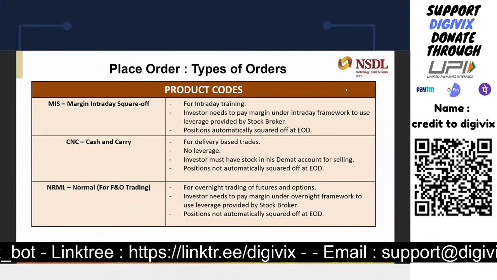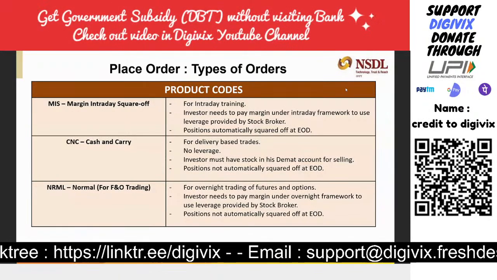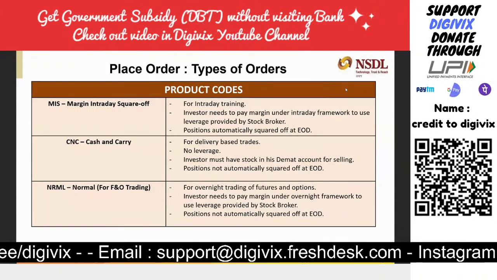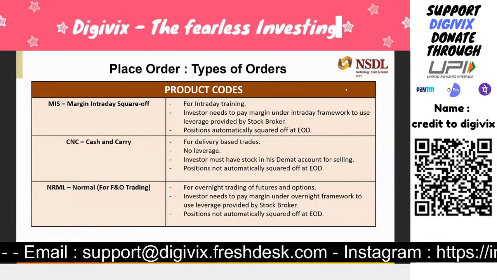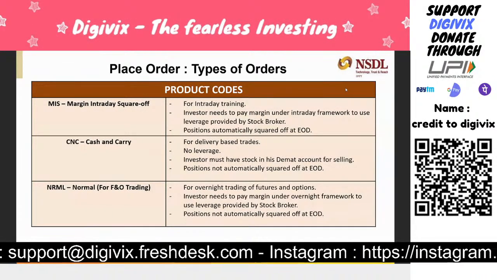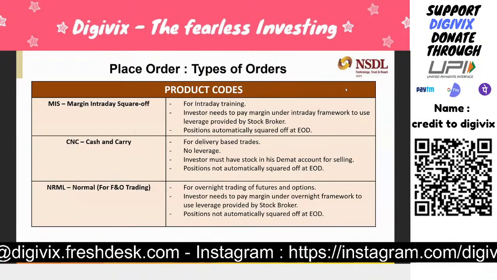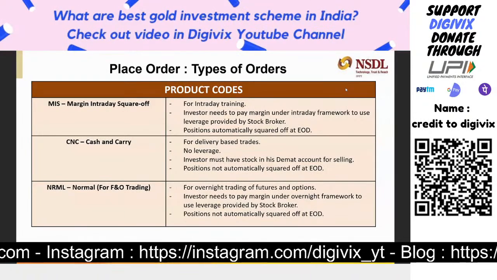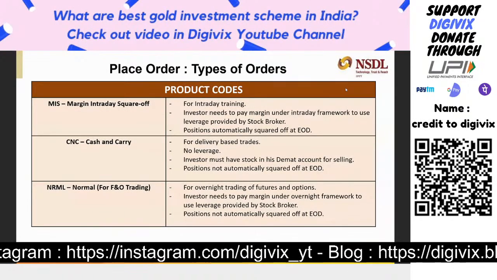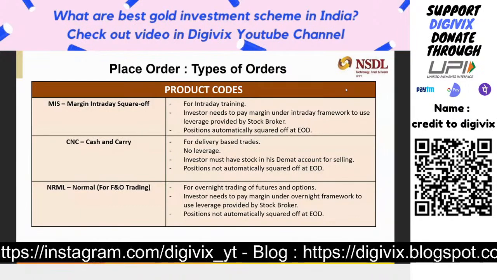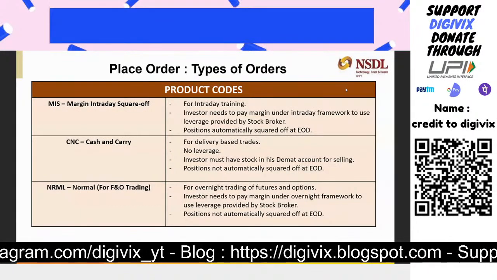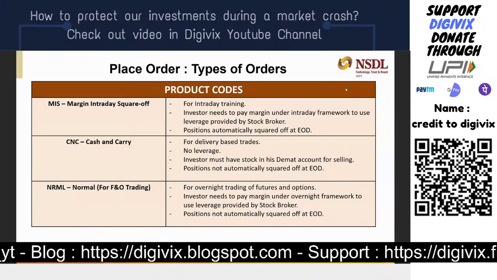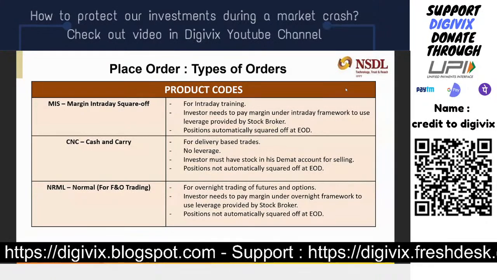And NRML is for F&O trading. That is again very risky, and the kind of exposure it requires in terms of margin is very high, and it comes with its own risk also. While placing intraday trades, you need to be careful of the margin, and if you are selecting intraday, of course it would come at a leverage. With 10 rupees, your broker might allow you to take a position of 20 rupees.